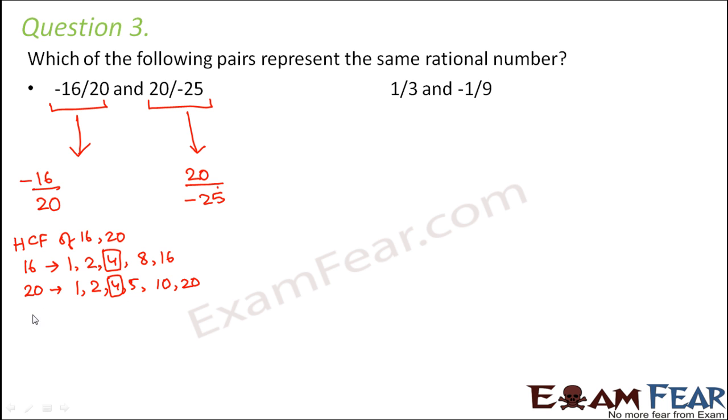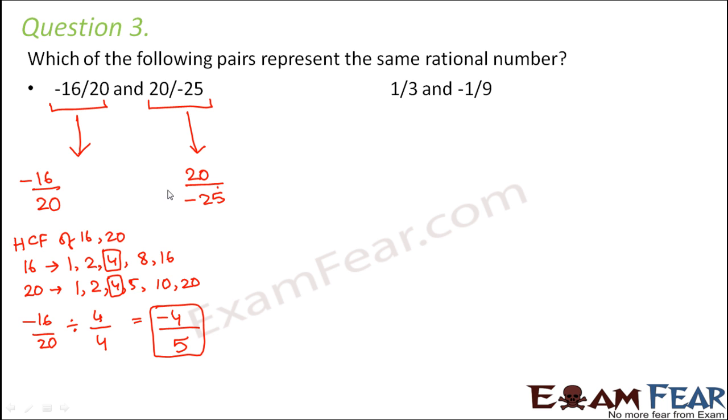So what do we do? We divide the numerator and the denominator by the highest common factor, which is 4. So what do we get? Minus 16 divided by 4 is minus 4 and 20 divided by 4 is 5. So this rational number is now in its standard form. This basically means that minus 16 by 20 actually represents minus 4 by 5.